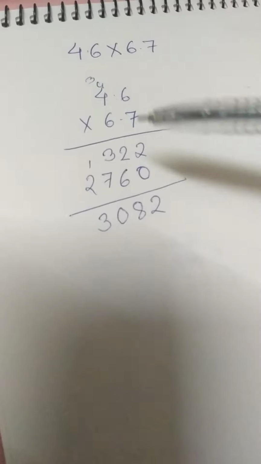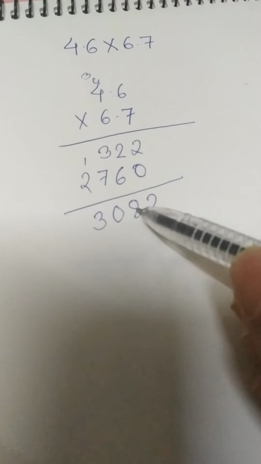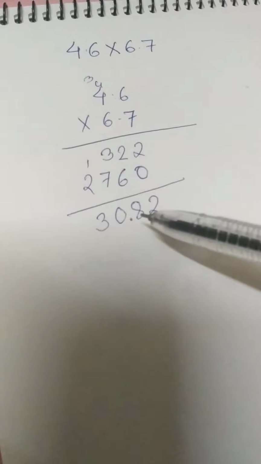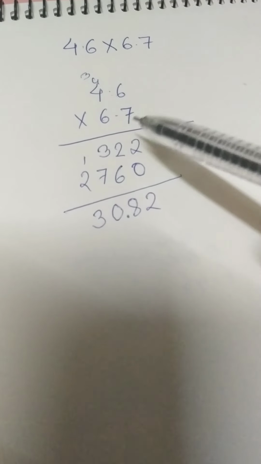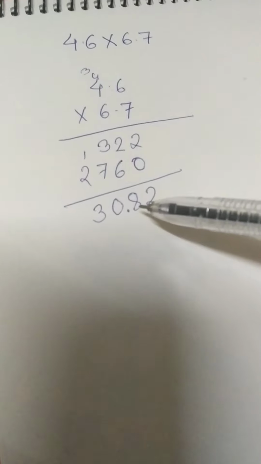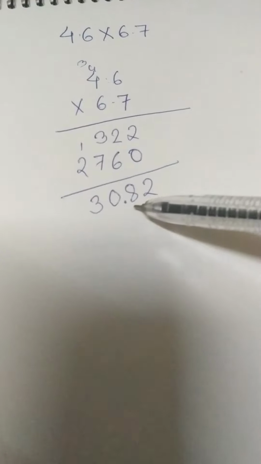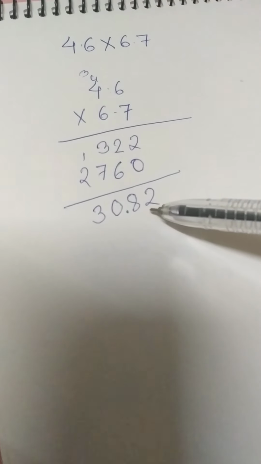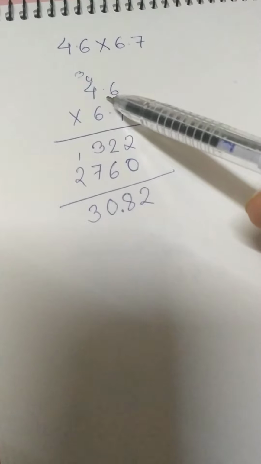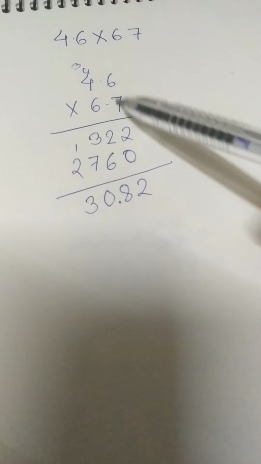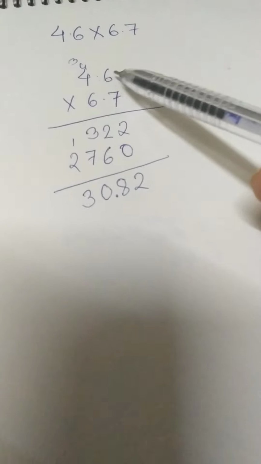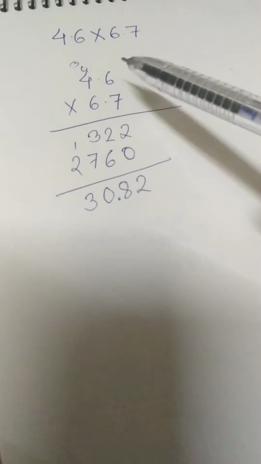So we need to put the decimal in the answer and maintain after the decimal how many numbers? Two numbers. So in my answer also we need to maintain that after the decimal there should be 2 digits. Got it? After the decimal there should be how many digits? 2 digits, because we saw from the numbers that in total there are 2 digits after the decimal. So we follow the normal multiplication procedure.